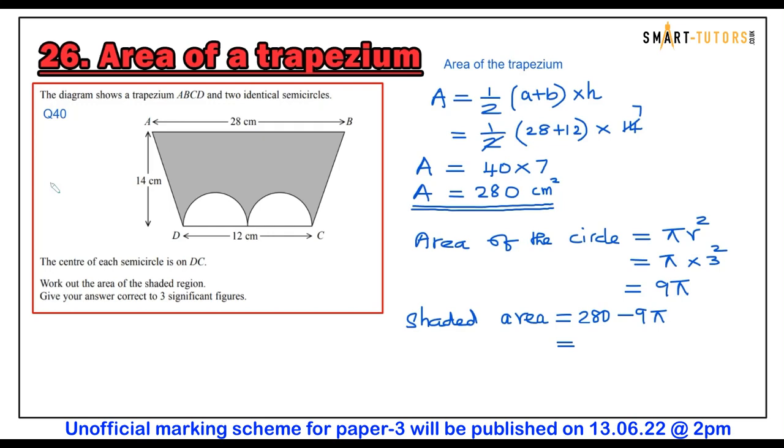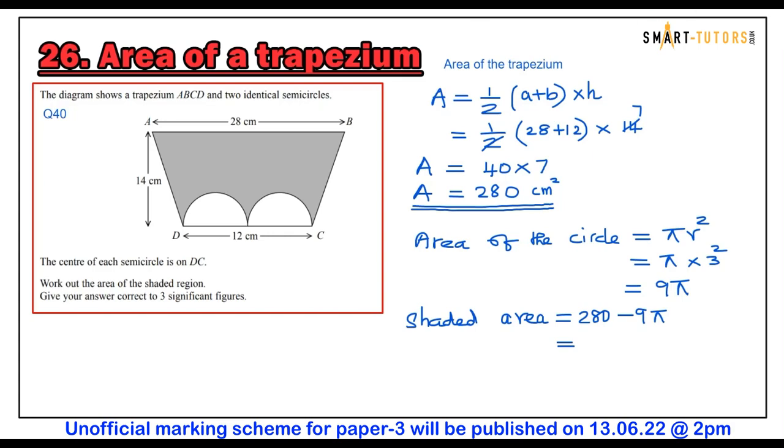Now you can read the question. The center of the semicircle is on the DC. There are 2 half circles there. So half circle plus half circle makes a full circle. The area of the circle is pi r squared. So 12 divided by 2 is 6, and 6 is the diameter. Half is 3 centimeters, the radius. So pi times 3 squared is 9 pi. So you need to find the shaded area by 280 minus 9 pi.